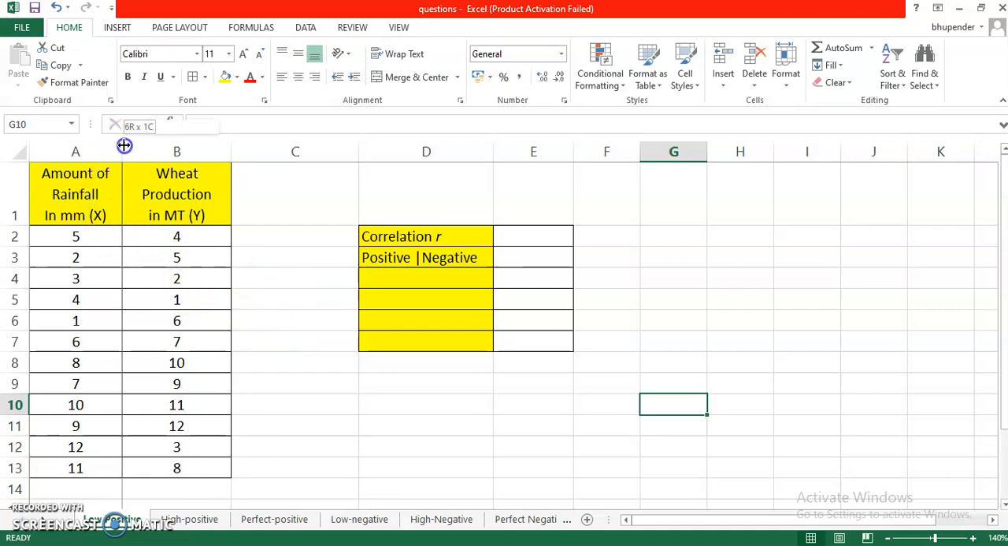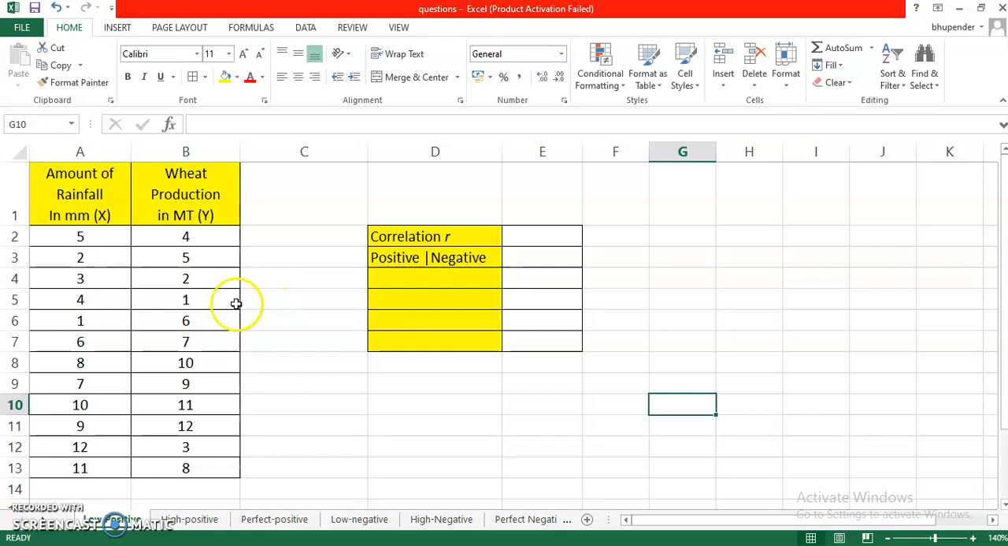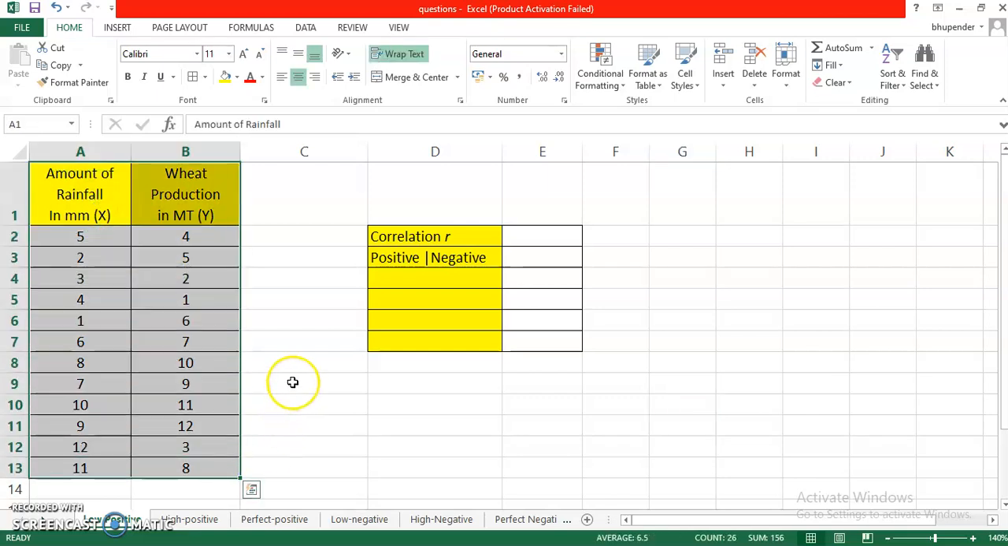I know very well that amount of rainfall is somehow or somewhat related to production of wheat, and not very strongly. There are a lot of other factors which affect the production of wheat. So I say the production of wheat, yes, somewhat it is dependent on amount of rainfall, and I already assume that correlation is supposed to be pretty low and it is supposed to be positive. Positive simply means if one increases, the other also increases. That means for better rainfall, the wheat production is also better, and if one decreases, the other is also going to decrease.